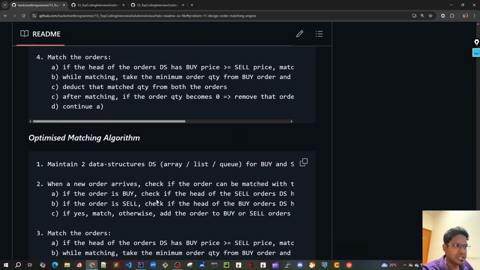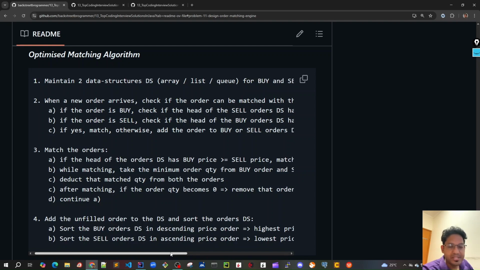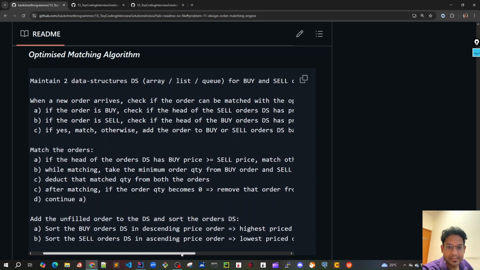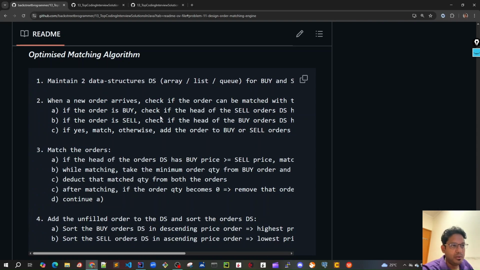So here is the optimized matching algorithm, which I have just discovered. When a new order arrives, why don't we check whether the order can be matched or not? If there is already an opposite side order sitting in our data structures, for example, if I receive a buy order and it can already be matched with the opposite sell orders data structure, then why not just match it first? First match it, and whatever quantity is not filled, only then we add it to the order book.